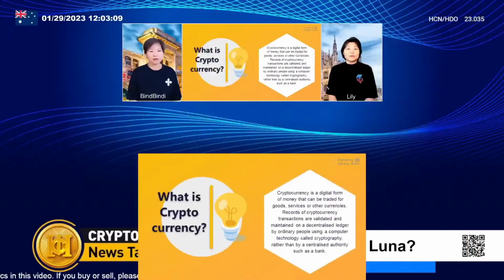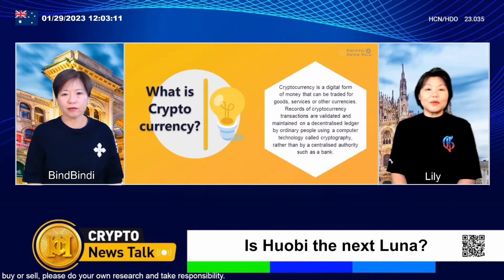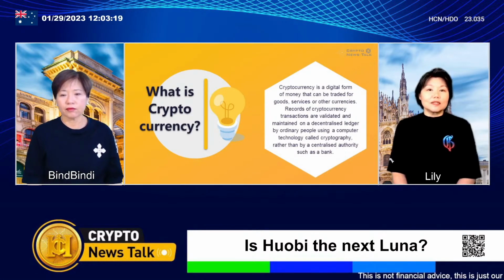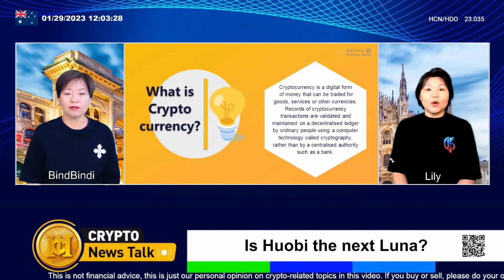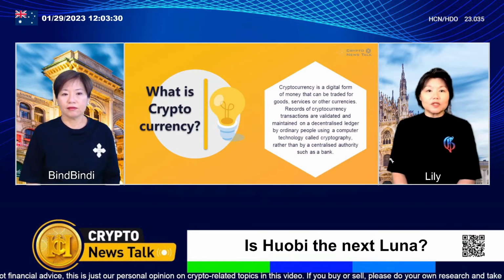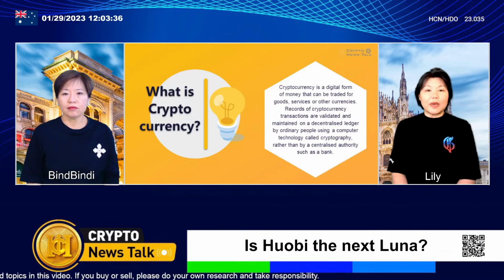Over to you, Lily. Thank you, Bindi. Crypto is, in short, a digital form of money that can be traded for goods, services, and other currencies. The transaction records are validated and maintained using a computer technology called cryptography, which is a decentralized ledger. It does not need a centralized bank.